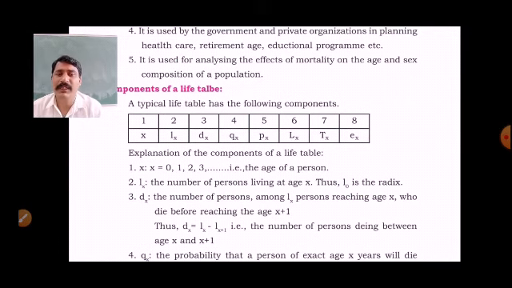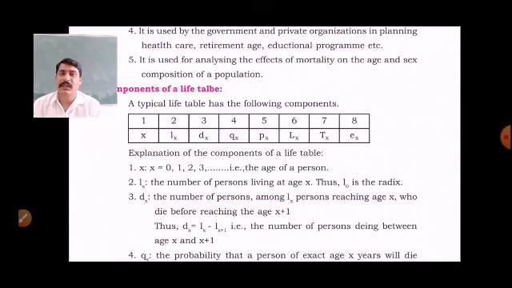Next, the third column is dx. D indicates deaths, and x indicates the age. So d0: in that year, how many newborn babies died, that we mention there. So dx is the number of persons among lx, persons reaching age x, who die before reaching age x plus 1. So x plus 1 means age 1. Newborn babies reaching x plus 1, that is, before reaching 1 year, how many of them died? Those figures will be mentioned in the third column by the name dx.